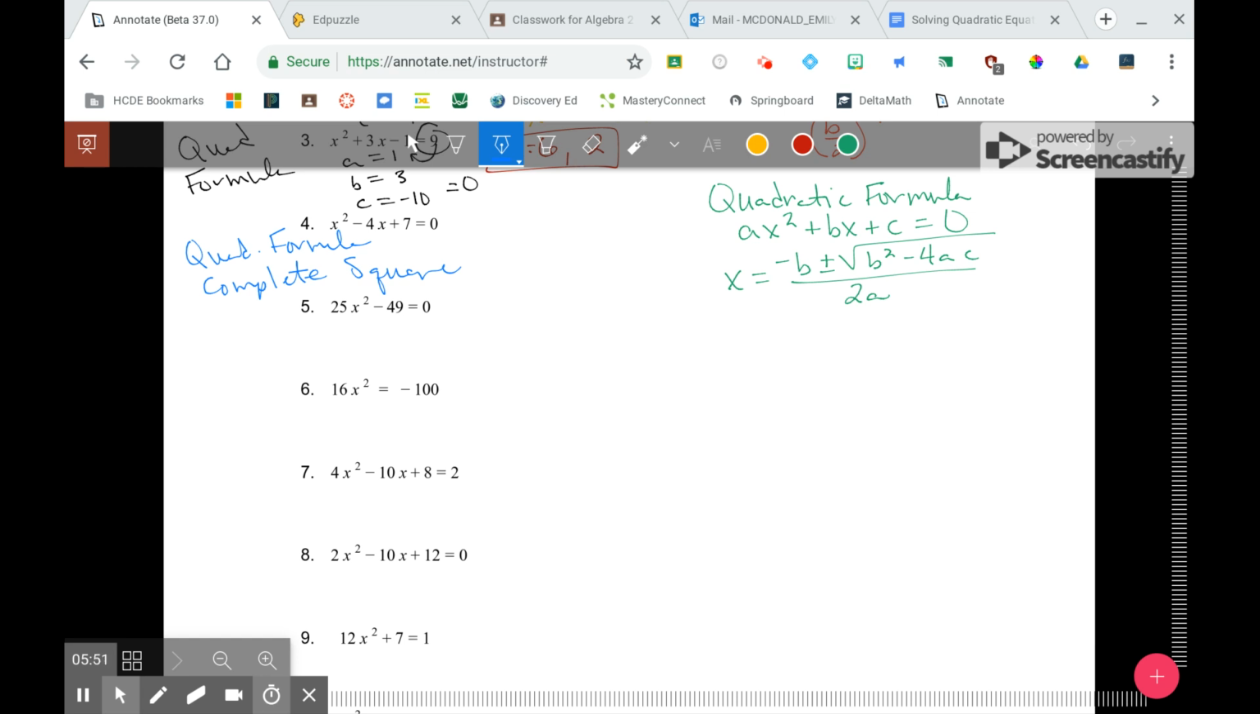Next problem. Notice we don't have that form ax squared plus bx plus c. It's just two terms here. Notice they're both perfect squares. 25 and 49 are perfect squares. So this one would be pretty easy to solve by just taking square roots. Moving the 49 over, dividing by 25, taking the square root. So on your own, I want you to solve by taking the square root. So add the 49, divide by 25, take the square root.